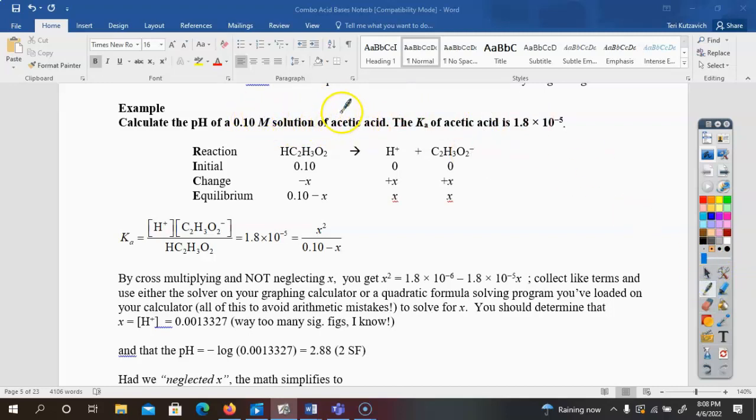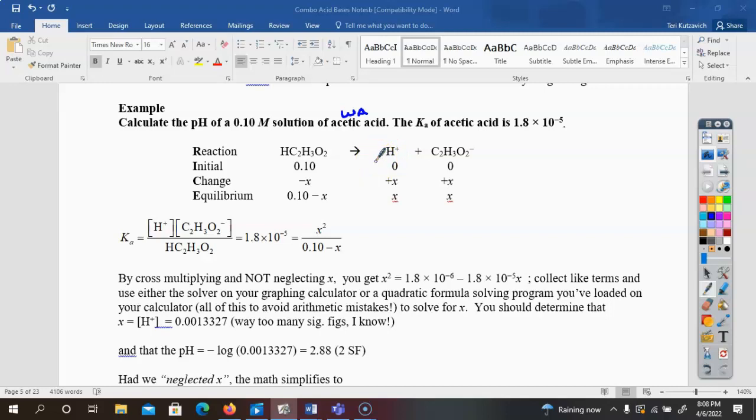This is a weak acid. How do I know it's a weak acid? Because it's not one of the strong 6. So it's going to break apart into H plus and C2H3O2 negative. They tell you that it's a 0.1 molar solution. We don't know what these are. That's what we're trying to figure out. We do not know how much this dissociates. We know it doesn't dissociate 100% because it's not a strong acid.